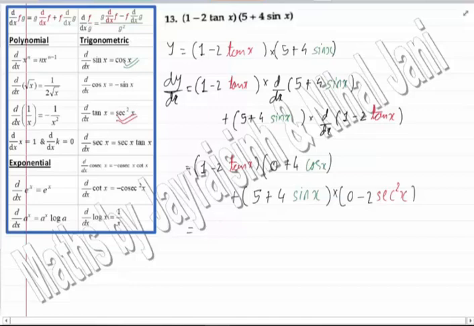Now we just have to open the bracket. So you can simplify. We will accept this as your final answer. Ta-da!